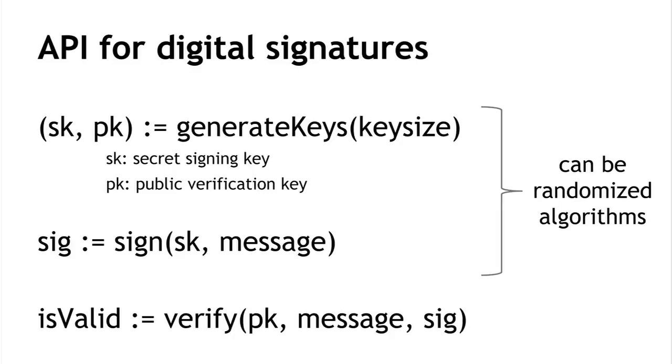I'll note that the first two can be randomized algorithms. The verification won't be; it will always be deterministic. And in fact, if you think about it, generate keys had better be randomized because it ought to be generating different keys for different people.